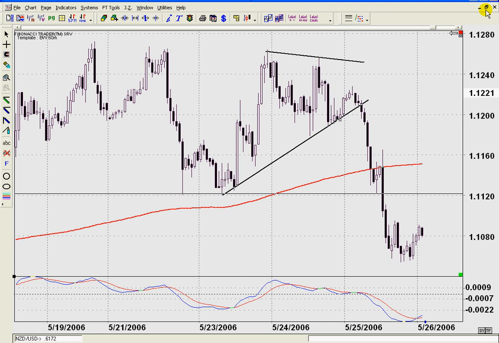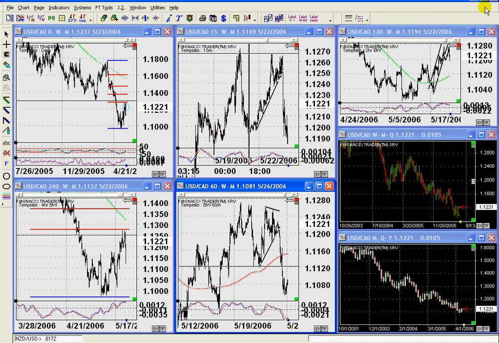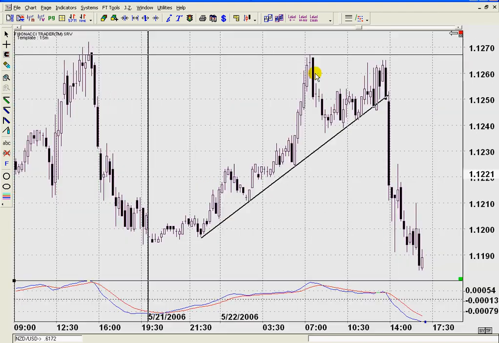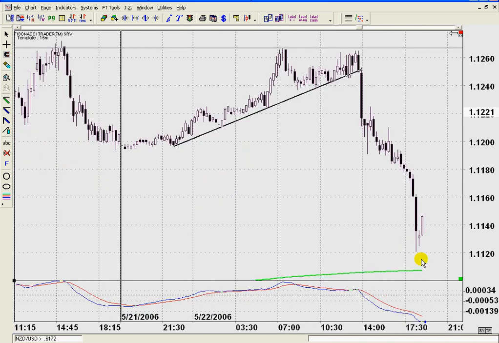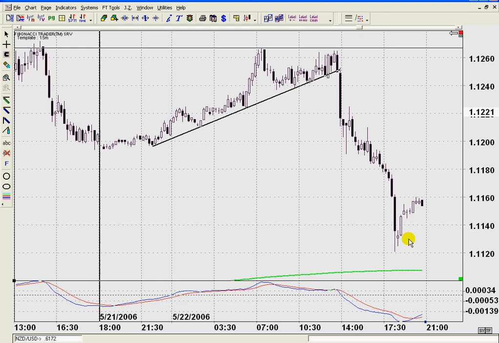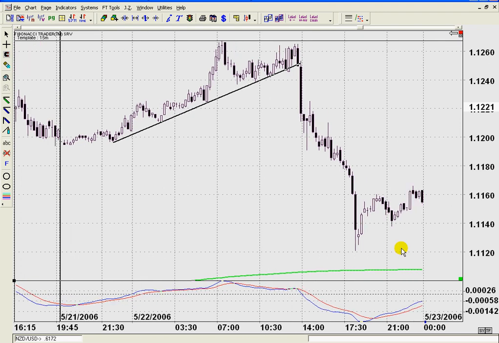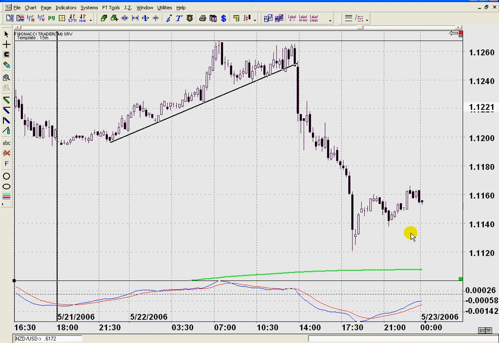Let's take this down now and have a look at our 15-minute chart to see how this move played out. We had our first attempt. There is definitely some profits to be made in the first attempt, and let's just speed this up a little bit. We moved down to 111.20, right? And then we saw a retest.